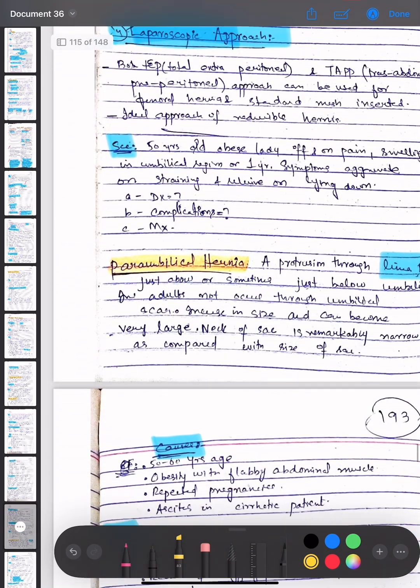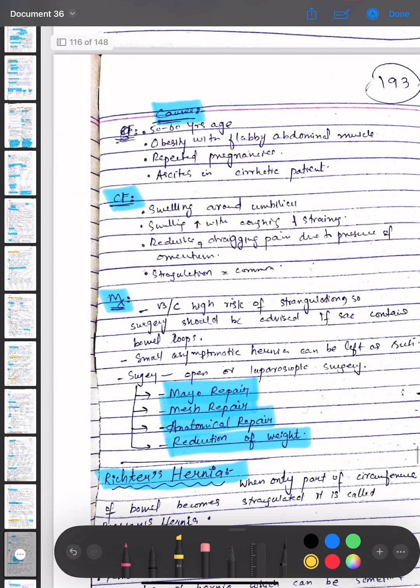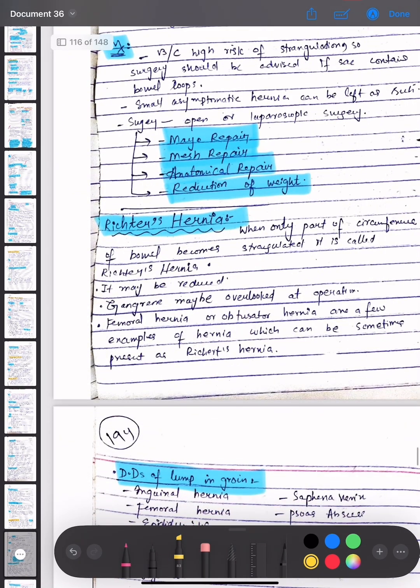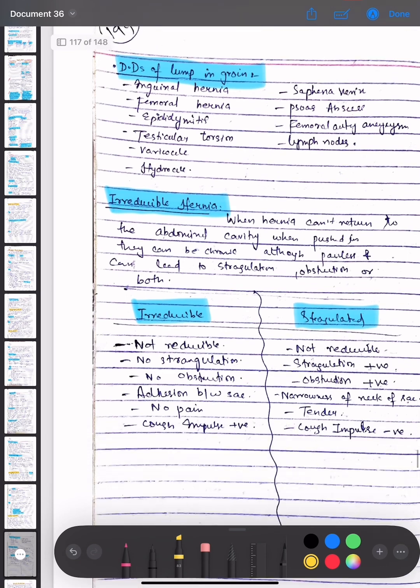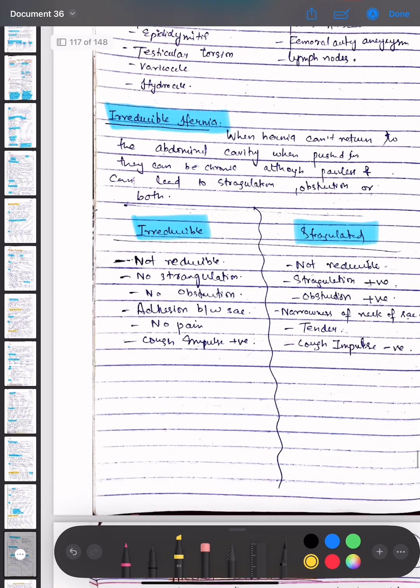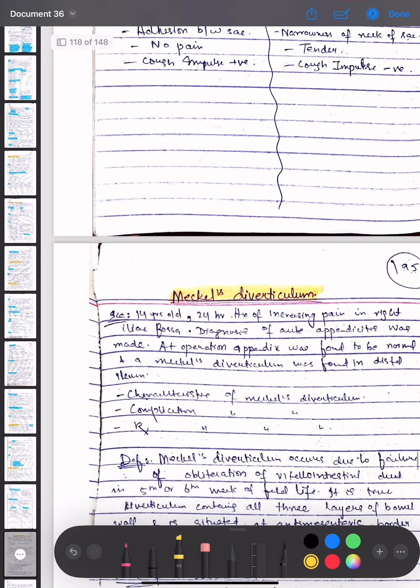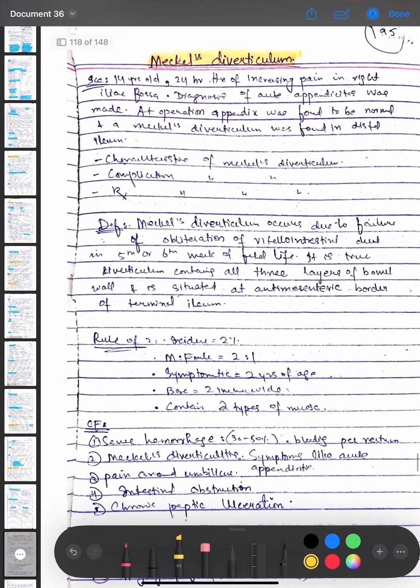Then we discuss the scenario for the para-umbilical hernia, and then we discuss its causes, clinical features, and management. Then we discuss what is Richter's hernia and the differential diagnoses of the lump in groin, irreducible hernia, and the strangulated hernia. Now we are coming towards our last topic, that is Meckel's diverticulum of the lower GIT.